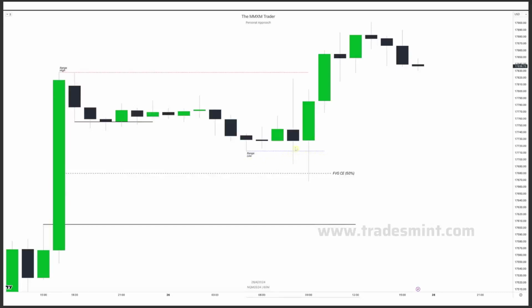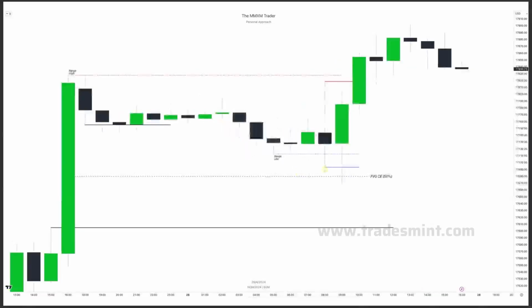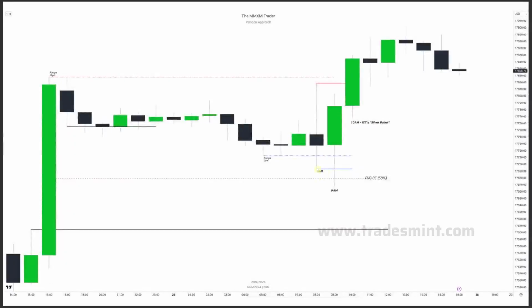So what timing do we get over here? So over here we can outline this candle's range low, right? And the candle range high. So we know we want to be taking out that candle's range low first, which is the 8 a.m. candle low, right? So the ICT silver bullet is the 10 a.m. candle. We can see the 9 a.m. candle taking out the 8 a.m. candle low in a higher time frame key level, which is this fair value gap CE, right?